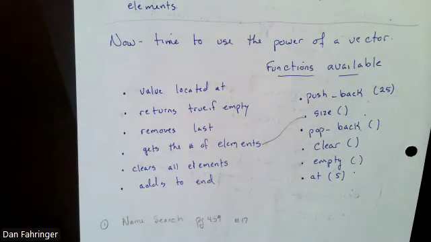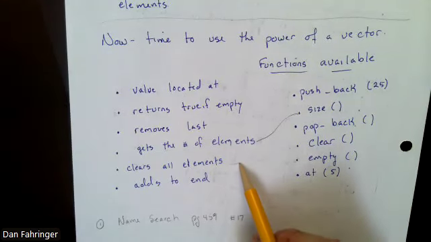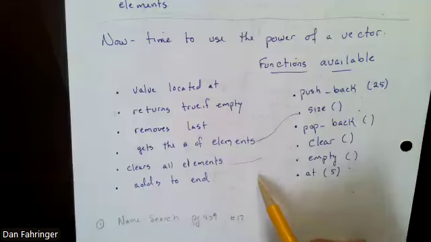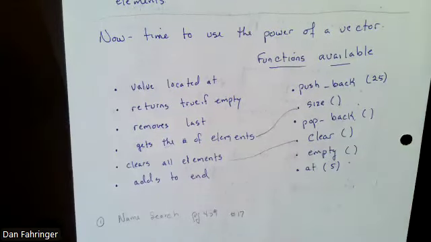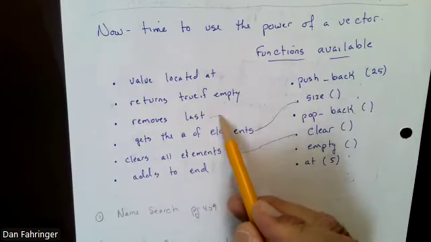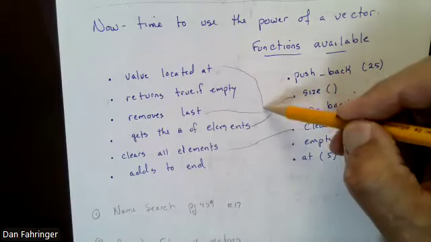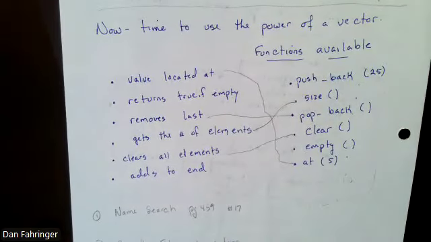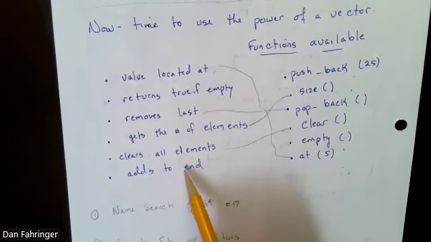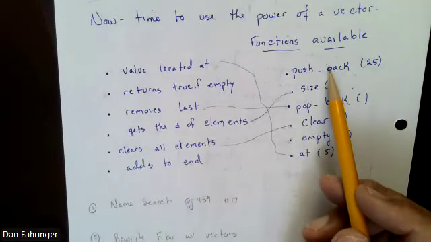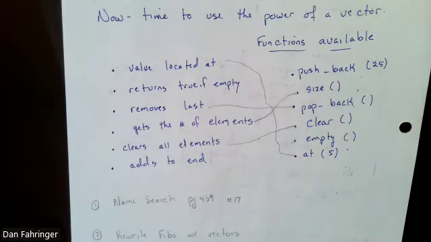Clears all elements goes with clear. Pop back removes the last one. Value located at is at. Yeah, that's one we didn't say, and I've got to jump over those to get down there. Returns true if empty goes with empty. Adds to the end goes with push back. That would add to the end. Okay.